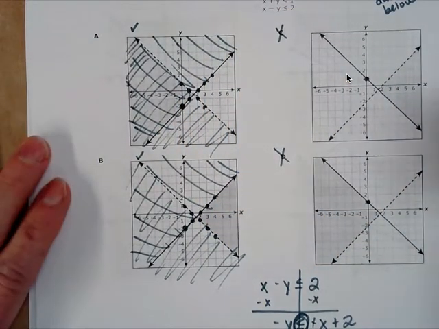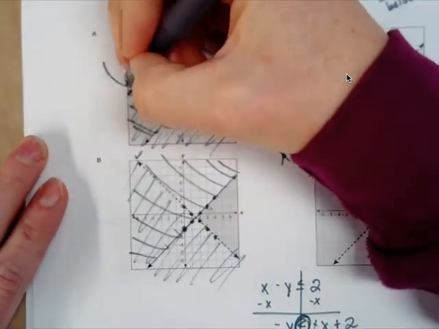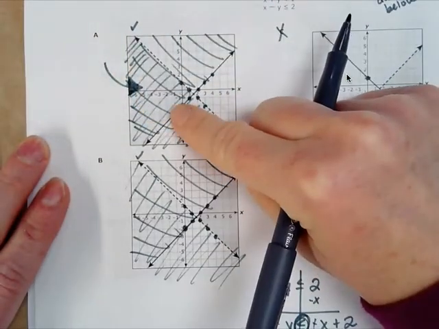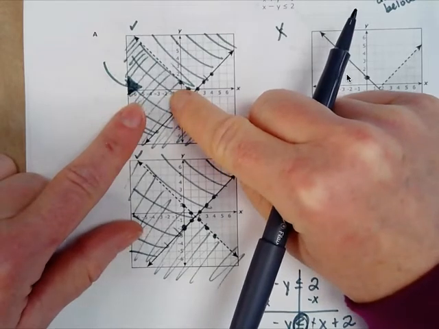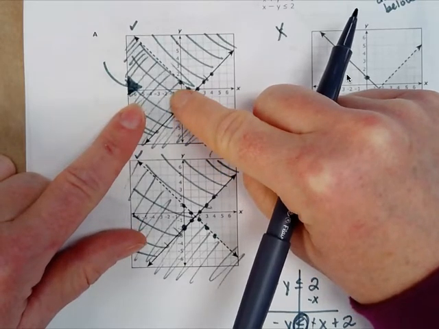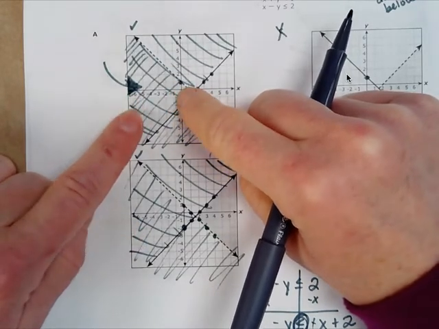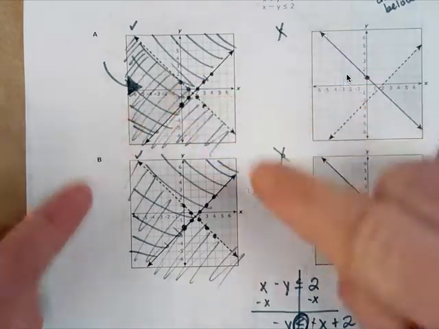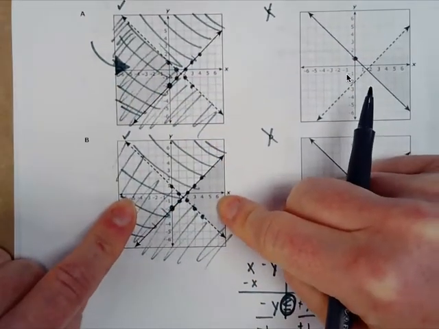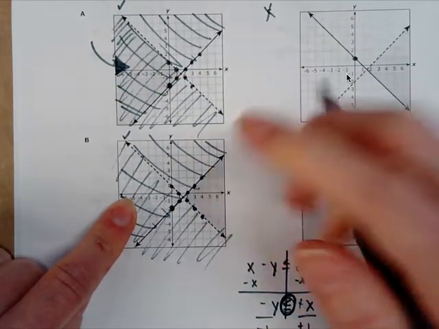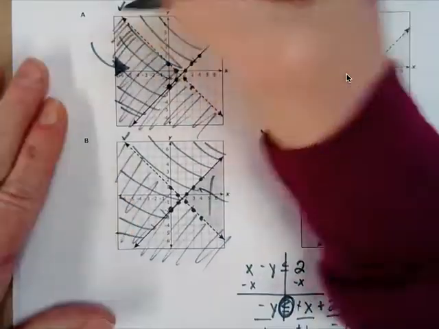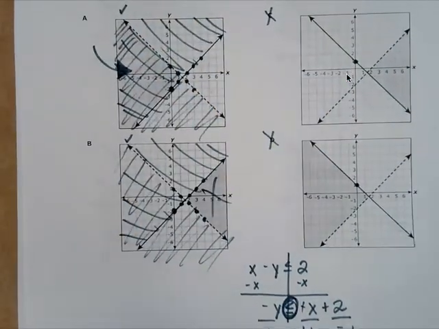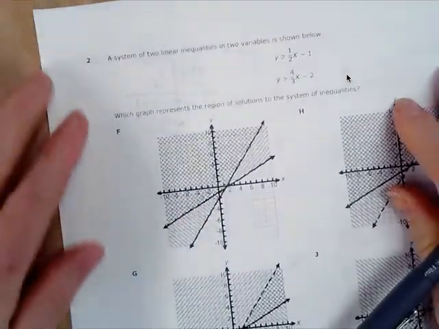Where is the double shaded area? It is right here. See how that's double shaded? And this is shaded on our answer choice. This one's shaded. This one is not even shaded at all, so that's not a solution. So A is the correct answer. Let's look at the next one.